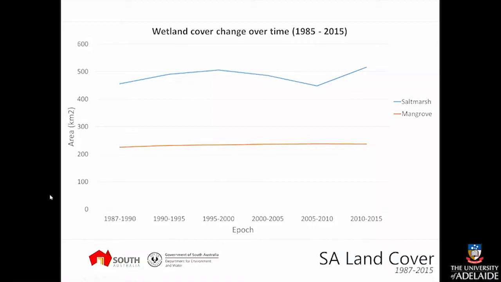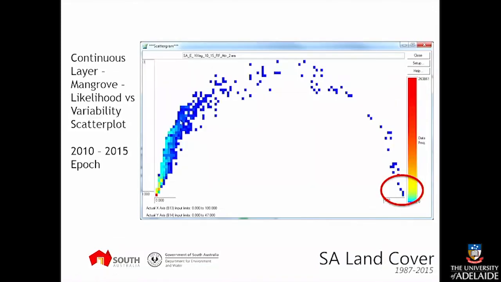So due to this, we decided to go back to the continuous layers and look at the confidence and likelihood layers. So we found that there was quite a bit of variability in these layers, and this graph is just to illustrate that. It shows the low frequency of raster cells that have high likelihood and low variance. So we were a bit unsure how to progress with this because there's such a high variance surrounding the values we were getting.